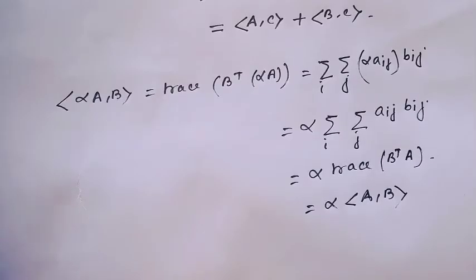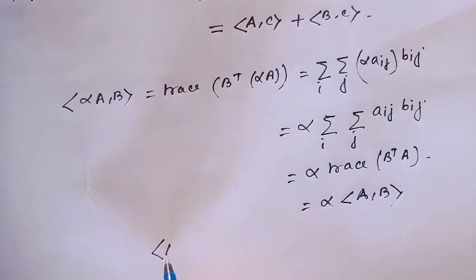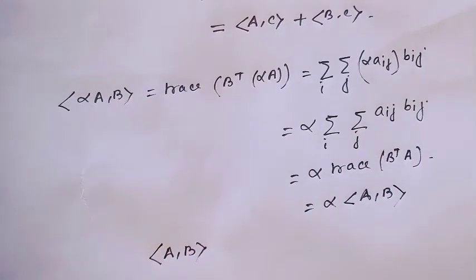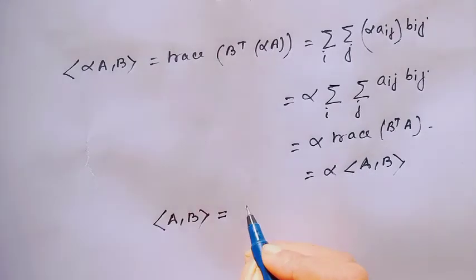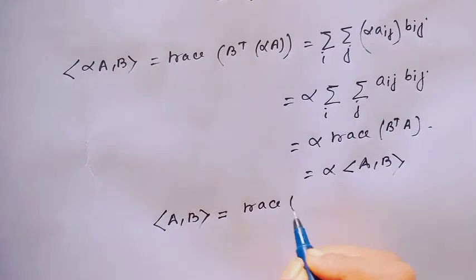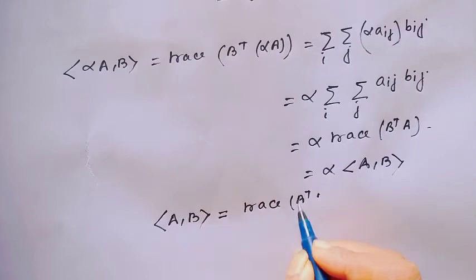The next property is conjugate symmetry. The inner product AB, by the defined mapping, is equal to trace of B transpose A.